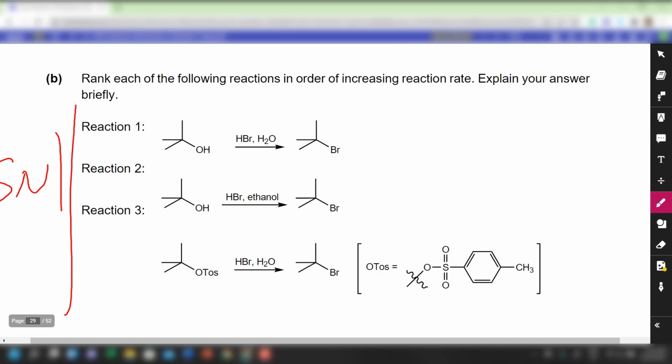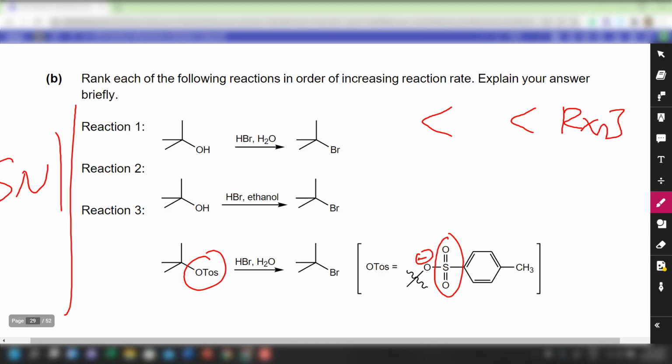With a tosylate, you notice that if it leaves, it will leave as O minus here. We have two highly electron-withdrawing S double bond O groups, so they will help to stabilize the negative charge to a large extent. In that case, OTs is a very, very good leaving group. So definitely reaction 3 will be the fastest. When we rank them, reaction 3 will be the fastest.